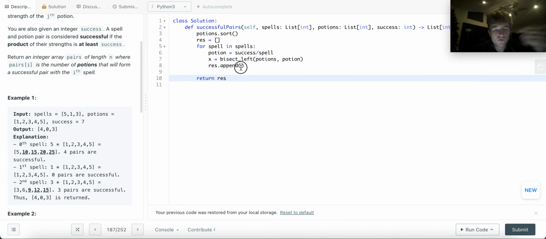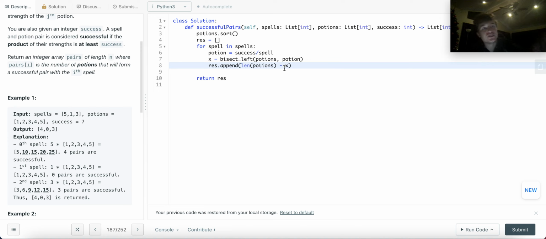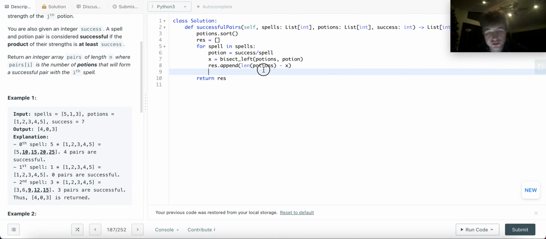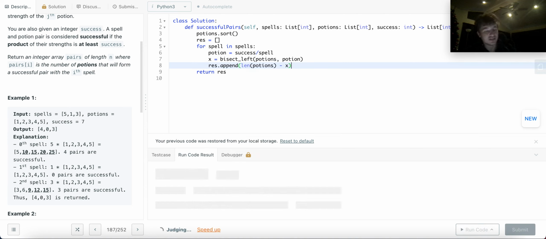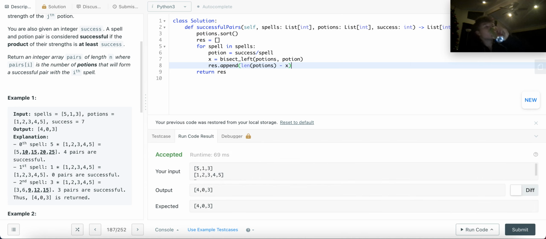So this will just be what we're accounting for. It would be the length of potions, so it would be all the potions minus x. Because x is the position where it would go, so everything to the right would work. So what is the length of everything to the right? Well, that's length of potions minus x. All right. I'm kind of curious if bisect left expects an integer. Looks good.